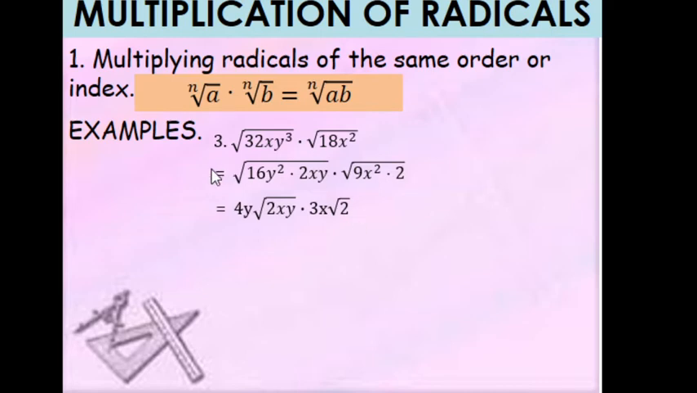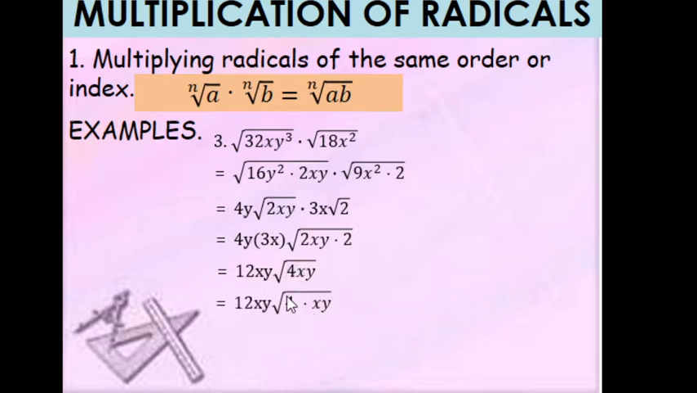So, dito, imumultiply na natin yung coefficient sa coefficient and yung radicand sa radicand. So, this will become 4y times 3x square root of 2xy times 2. So, we're going to simplify. 4y times 3x is 12xy. Then, 2xy times 2 is 4xy. And kung mapapansin niyo dito, yung 4 siya ay perfect square. Kaya kailangan natin siyang ihiwalay dito sa xy.